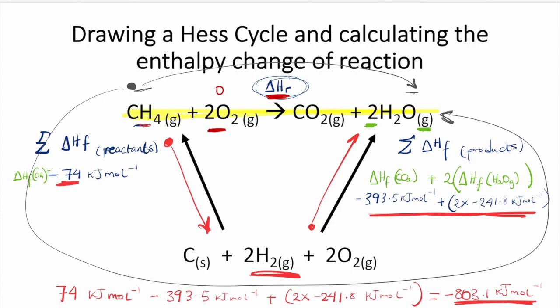So, the things to remember, the silly mistakes that many students can make. First of all, remember to look at the signs and the direction. If you need to change direction, you need to change the signs. The second thing to always be careful about is whether you need to multiply anything by the coefficient. For example, on the product side, we had to multiply the enthalpy change of formation of water by 2 because we had a 2 in the reaction.